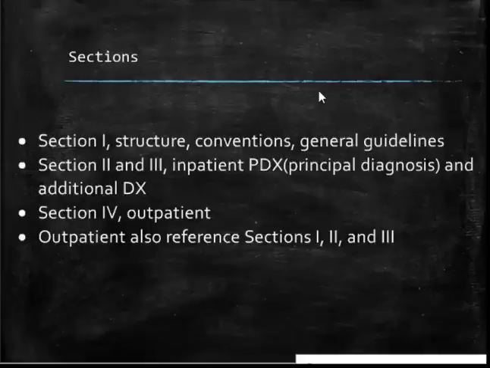Section 1 of the guidelines contains structure, conventions, and general guidelines. Sections 2 and 3 are inpatient principal diagnosis and additional diagnosis guidelines. Section 4 is for outpatient guidelines. Outpatient is also referenced in sections 1, 2, and 3 as well.